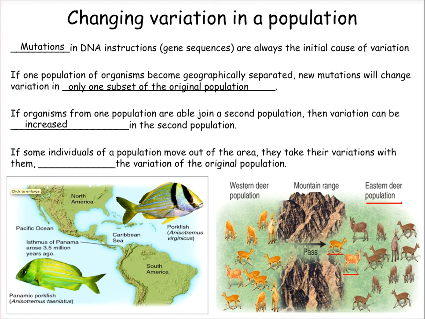Of course, if some individuals of a population move out of an area, the opposite can happen. They can take their variations with them, and that will decrease the variation of the original population. Again, this is because when an organism leaves, it will take with it any advantageous alleles it has, and it will leave behind a smaller pool of variations in the population that is remaining behind.